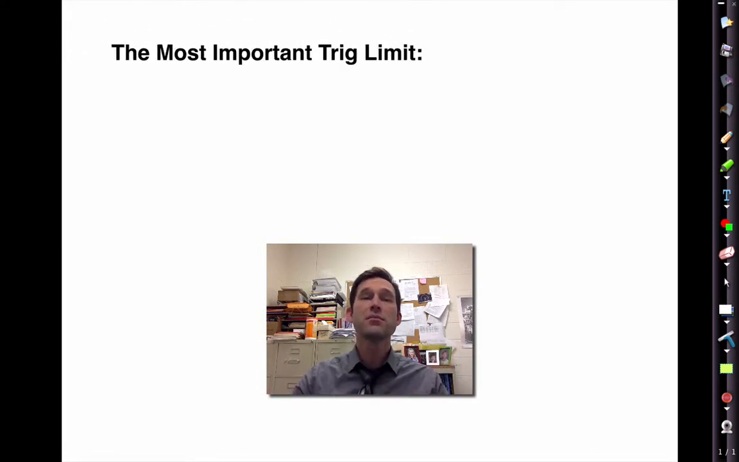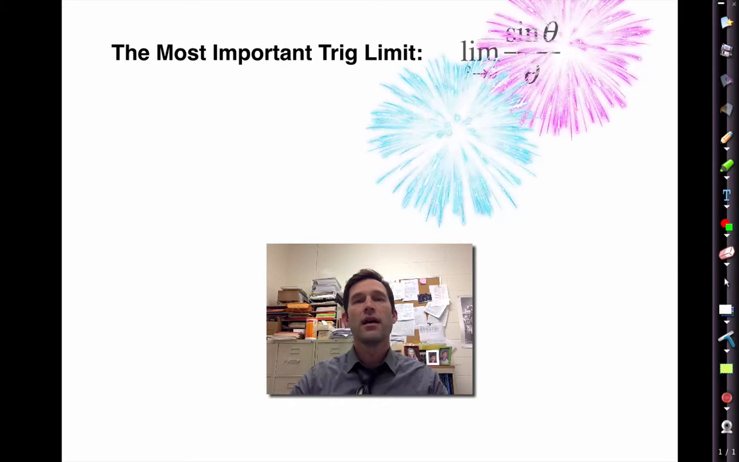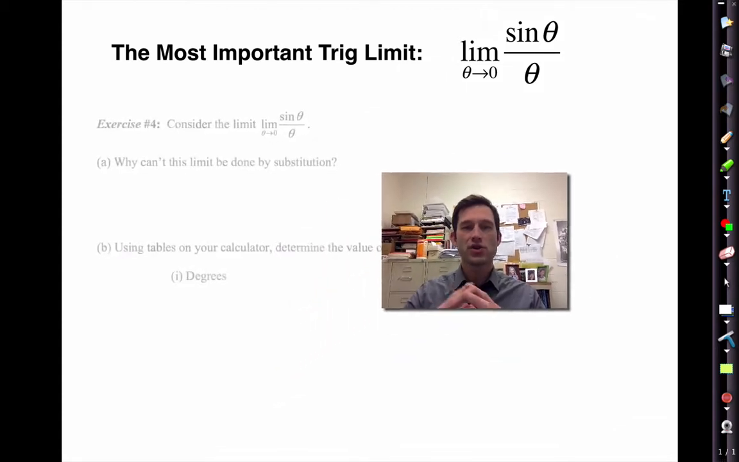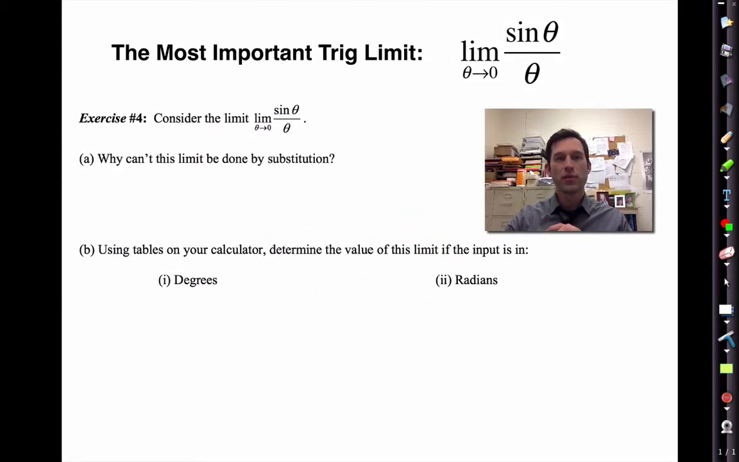Unquestionably, the most important trig limit, fireworks, is the limit of sine theta divided by theta as theta goes to 0. Now, this is quite possibly the most famous limit in terms of limits anywhere. So what I'd like to do is come up with a conjecture. What is this limit equal to? And then we're going to prove it. And we're going to come up with that conjecture by doing exercise number 4.